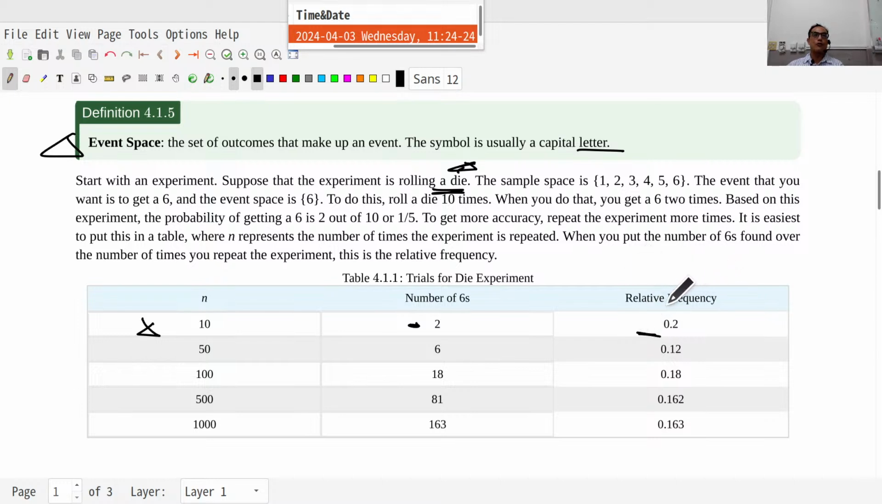And if I throw a dice 50 times, and 6 comes up 6 times, the relative frequency is 0.12. If I have the chance to do an experiment, I throw the dice 1,000 times, and I got the number of 6 is 163. The frequency is 0.163.